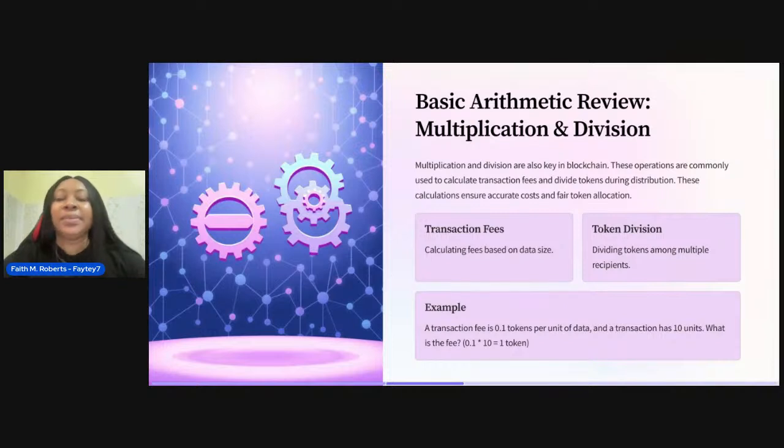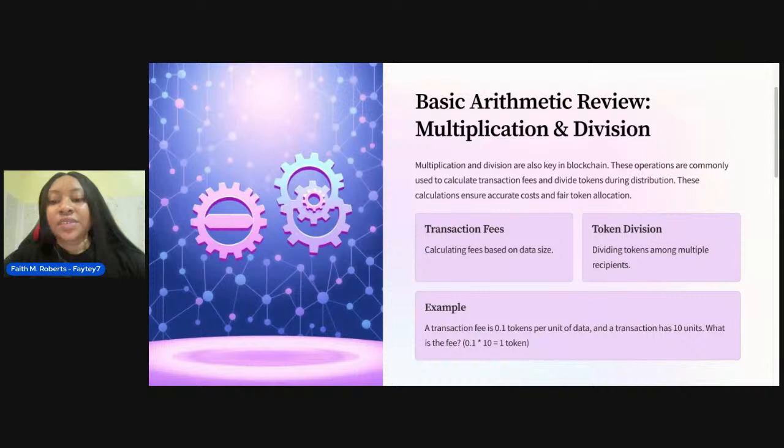If you do not understand the mathematics behind distributing tokens to your addresses, there will be a serious vulnerability in your code, your smart contracts, or the project you are building. Here's an example. A transaction fee is 0.1 tokens per unit of data, and a transaction has 10 units. What is the fee?